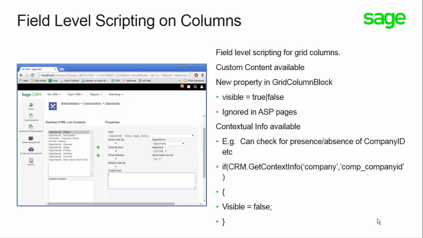sort order, etc. Please note that some of these properties are ignored within ASP pages when they come to be used, because you'd use a different technique to gradually build a list. Some of them don't make sense within an ASP extension environment. But here we have the field level scripting within the context of columns as well.